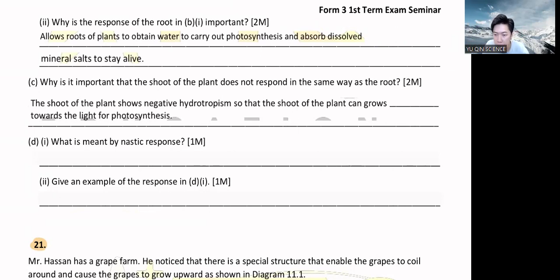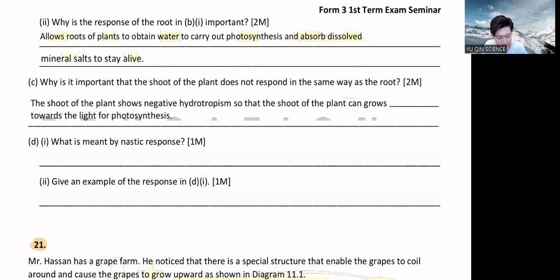Okay, next one. What if the question was changed to: what will happen if the shoot of the plant responds in the same way as the root? Oh, that means the opposite of the phototropism function. It means the plant is unable to photosynthesise and produce food, then may die. Meaning the opposite function of not doing your job as a leaf.